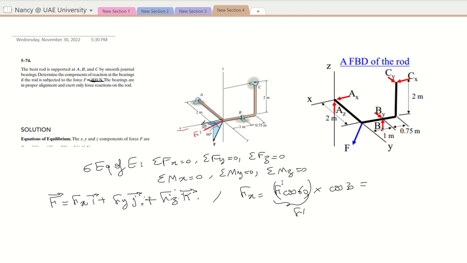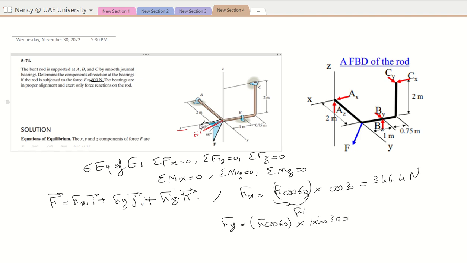So if we do the calculation, if we replace F by 800 Newton, which is the magnitude of force F, we will get here 346.4 Newton. Fy, we need to project on the y-axis. So first also we need to find F prime, which is F cosine 60. Then we need to multiply it by sine 30, because we need the side that is opposite to the 30 degree, which is here, that is parallel to the y-axis. If we do that, we will get here 200 Newton.